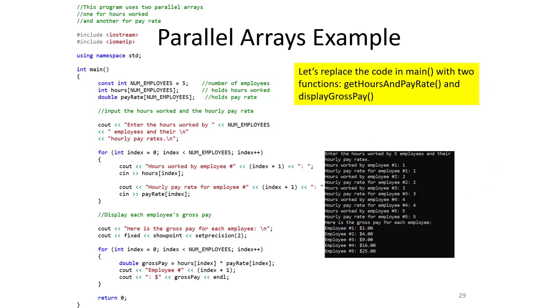Finally, to get some practice, let's go ahead and try modifying this parallel arrays program so that rather than having code in the main function, let's replace that code in the main function with two other functions. Let's replace our code in the main function with a function called getHoursAndPayRate and a second function called displayGrossPay.